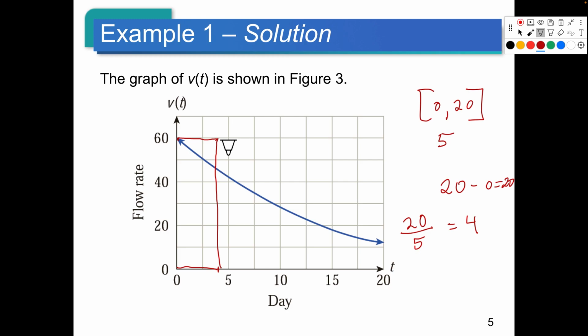One method they found is you find the area with the left sum, and then you find the area with the right sum, and if you take the average, you get pretty accurate.